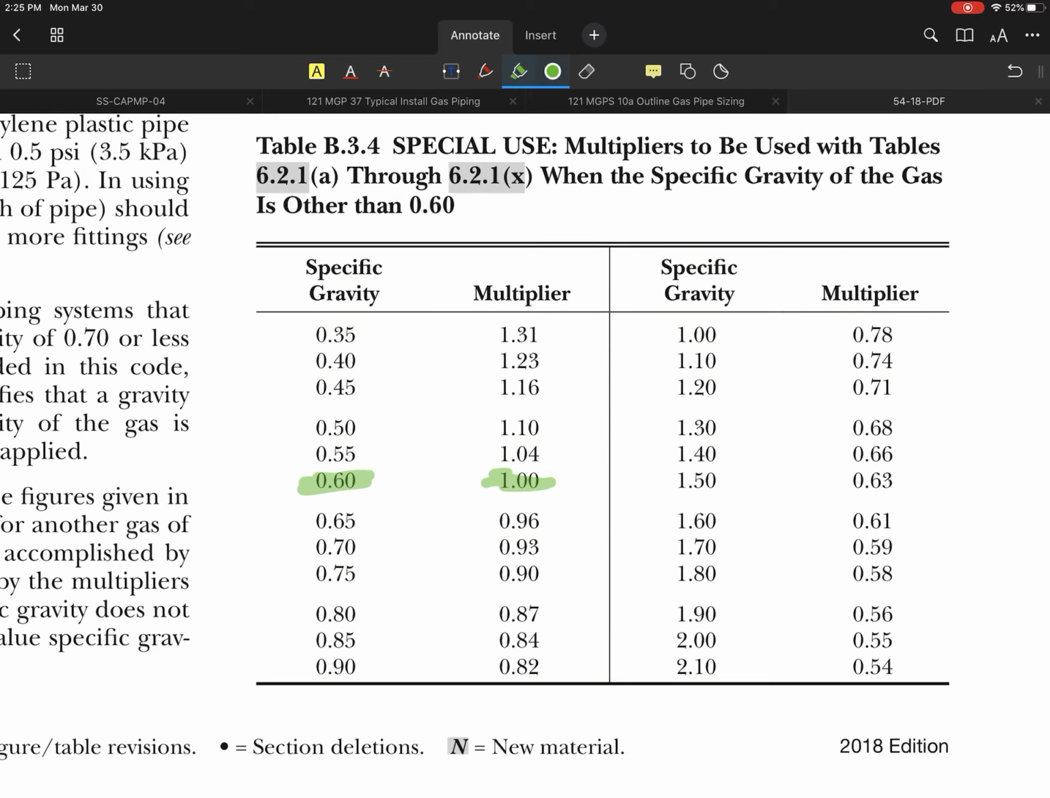If you had a fuel with a specific gravity of 0.7, you would see that there would be a 7% reduction in the capacity of that piping section because of the 0.93 that's shown here. And if you look at the 0.5 specific gravity, you would see that there would be a 10% increase in the capacity of the tables. So what you're doing is multiplying the capacities in the tables to meet that requirement. I will not have you guys do that. It's rare that you would need to do that, but I do make you aware of it. That's something to concern yourself with.